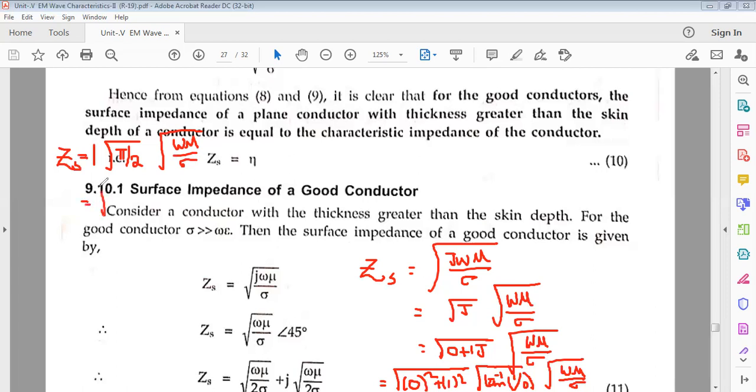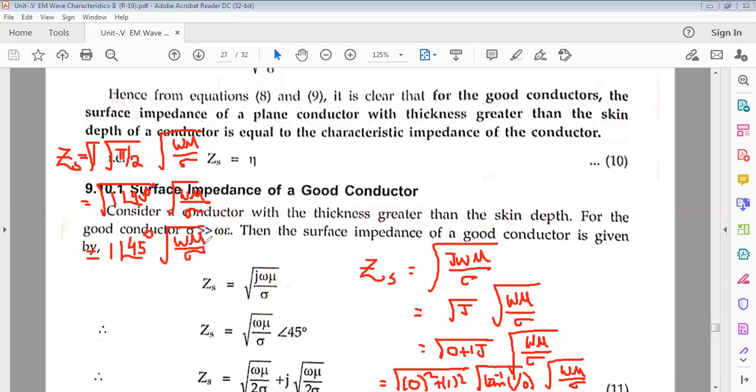Similarly, it is also under root of 1 with an angle of 90 degrees, which is under root of j, times under root of omega mu by sigma. You can write the under root of angle 90 degrees as 45 degrees, and under root of 1 is the same. The magnitude is the same, and under root of 90 degrees you can write as 45 degrees, means 90 degrees by 2, and under root of omega mu by sigma.